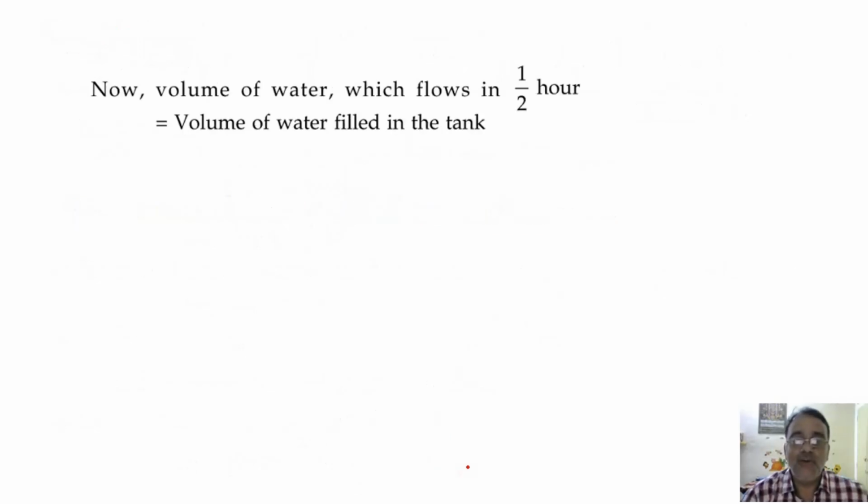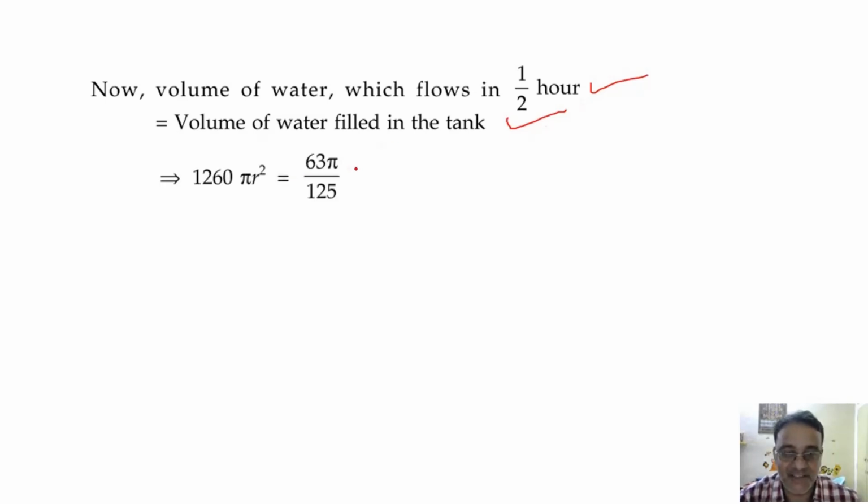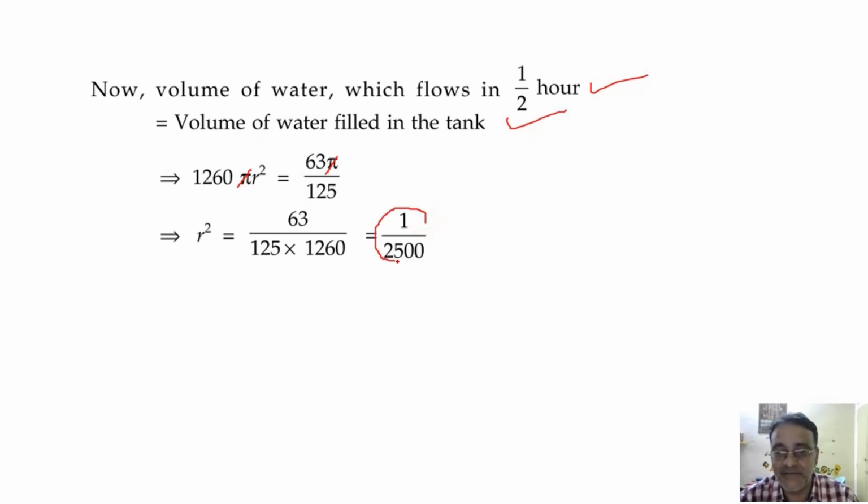Right? So now the volume of water which flows in half an hour is equal to the volume of water filled in the tank. So 1260 pi r square, and this is 63 pi upon 125. Pi cancels, and we'll get r square is equal to 63 upon 125 into 1260. Right? So now we can cancel these two. If you cancel these, we'll get 1 upon 2500. The square root of this is 1 upon 50 meter.